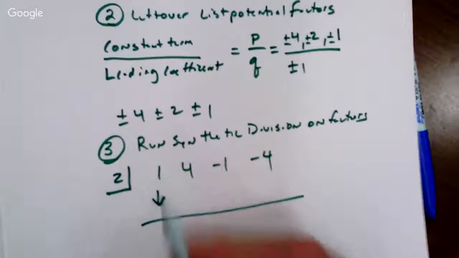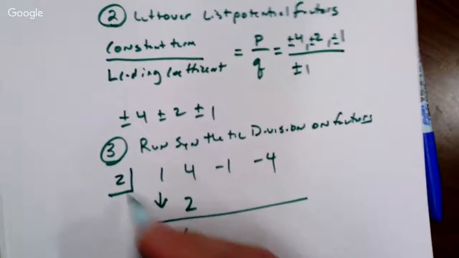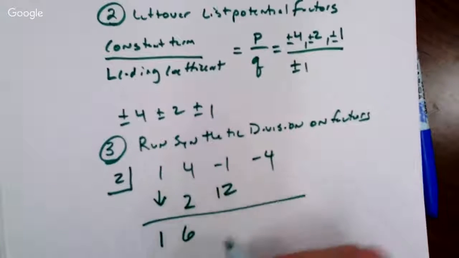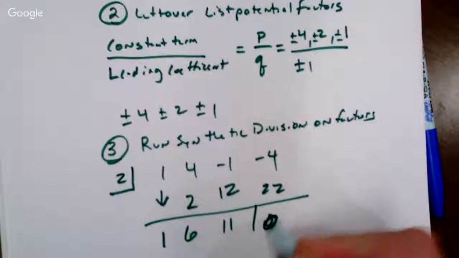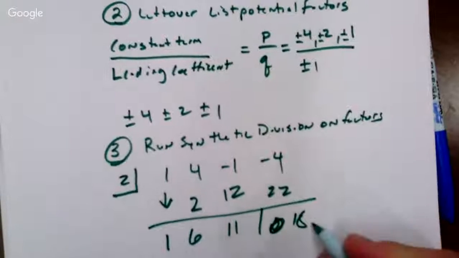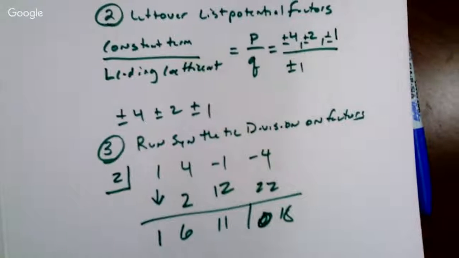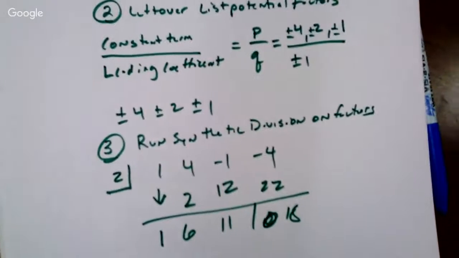Carry the 1 down. That's a 1, 2. Add them together to get 6. Multiply to get 12. Get 11, 22. That gives us 18. Now, real quick, is that a factor? No, it's not. Why? Because our remainder is not 0. Again, let me emphasize that. Why is it not a factor? Because our remainder is not 0.